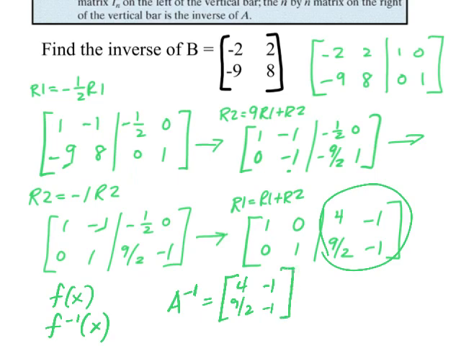Now we could test that. And if we wanted to, we would make sure this times the original matrix B is the identity matrix. Oh, it's called matrix B. This is the inverse of matrix B. I apologize for my naming.